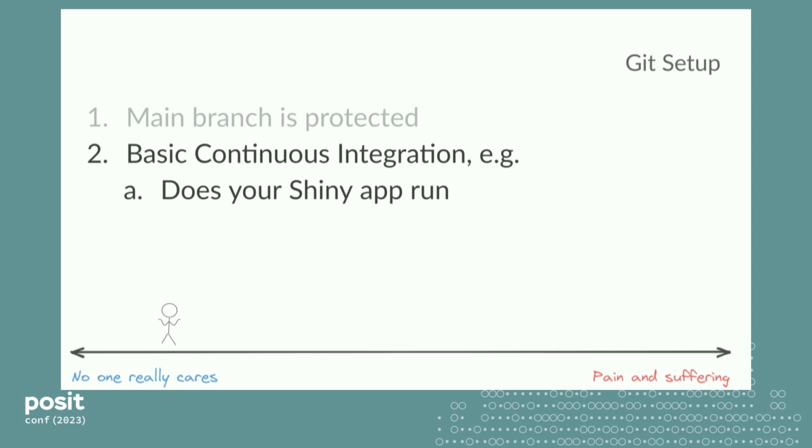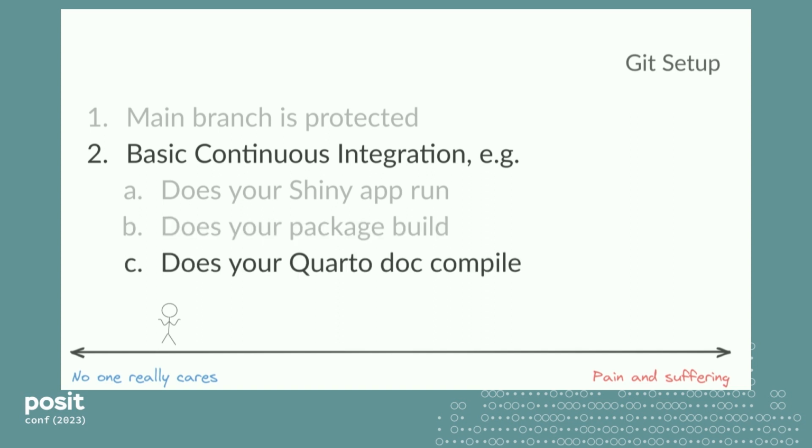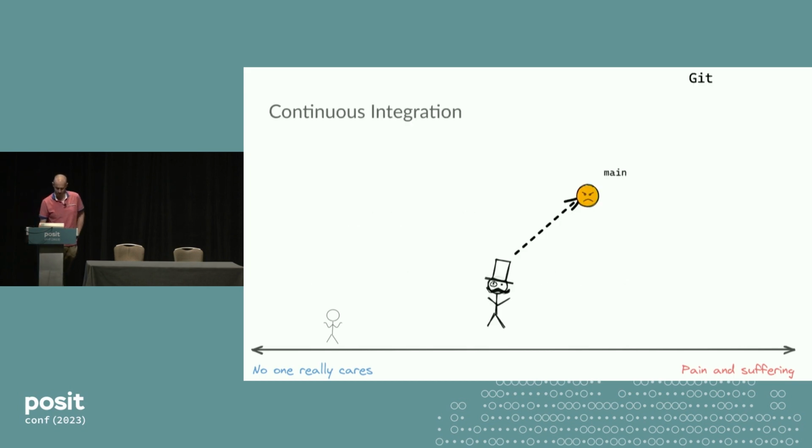Nothing particularly fancy. Can you build your package? Again, not going through CRAN, but just, everyone's got a CI for that, that'd be good. But does your package just sort of build, right? It's as simple as that. Does your Quarto doc compile, right? So something relatively simple, relatively straightforward, that just takes that little bit of pain and suffering away. So that's what I would say to start.